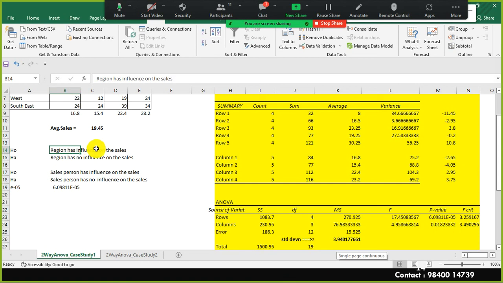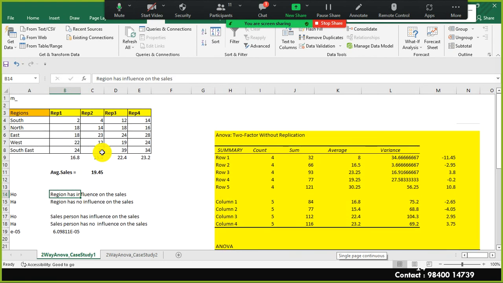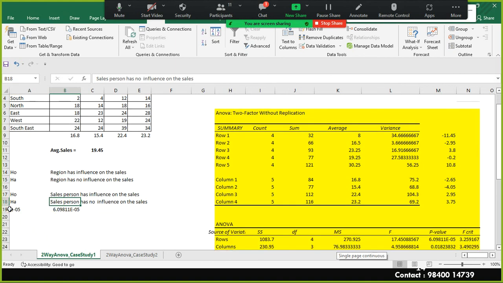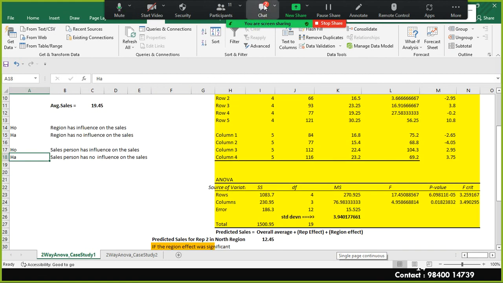We define the null hypothesis; we simply assume that region has influence. See, in the case of a hypothesis test, we are very positive, right? So we always think things can go well. The alternative hypothesis is what we want to test: region has no influence on the sales, or salesperson has no influence. What we want is to reject it, right? So we need to conduct these two tests, but this is pretty handy.